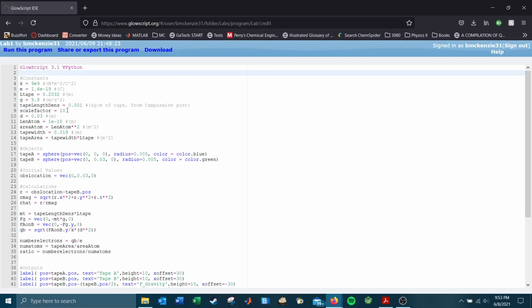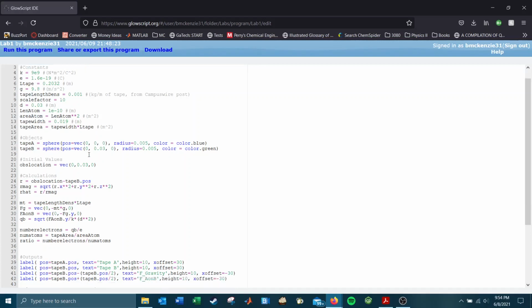My scale factor, the distance in between the two, the length of an atom given from the PDF in angstroms converted to meters, the area of an atom based on that length scale, my tape width in meters, and the tape area, which was a constant in this case, from the tape width and the tape length above.